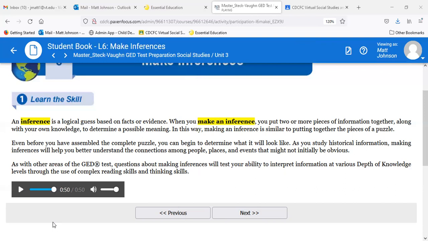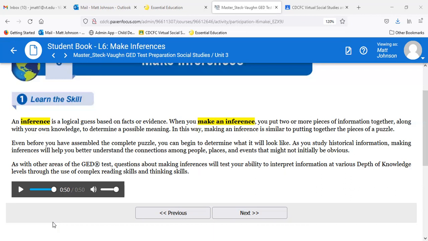The one thing to remember about inference, there's a little bit of a difference between inference and assumption, right? Assuming something is also often based on facts or information, but it might not always be enough information.